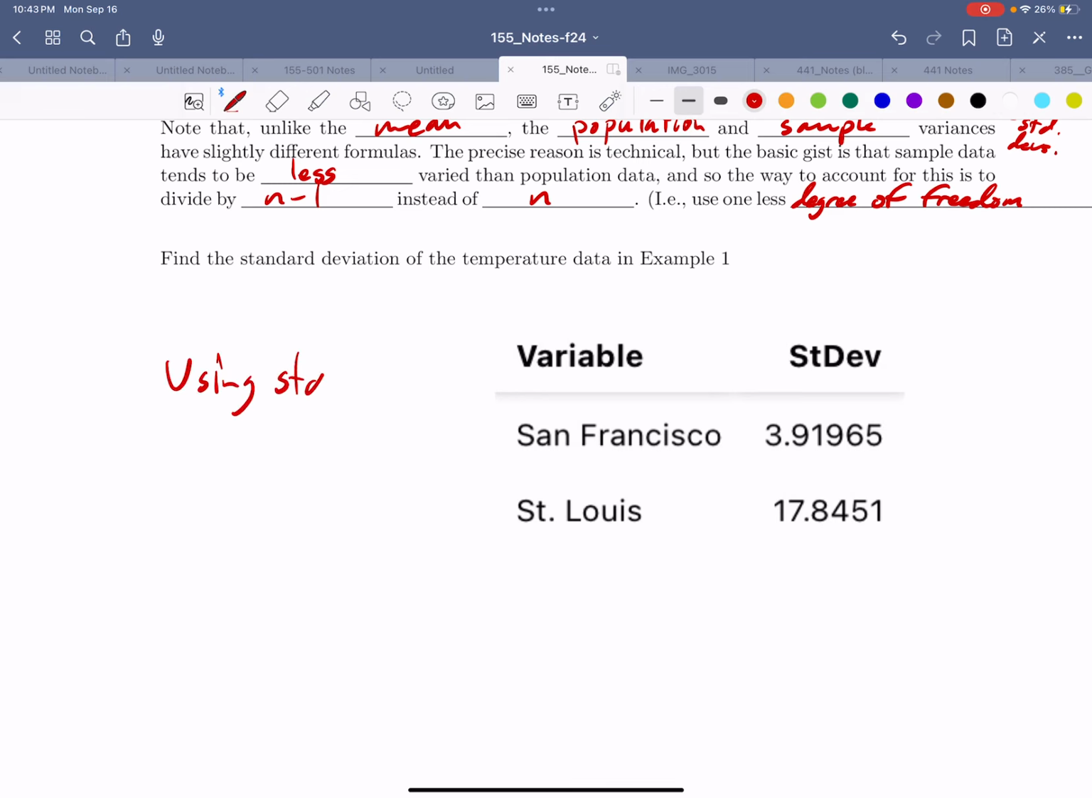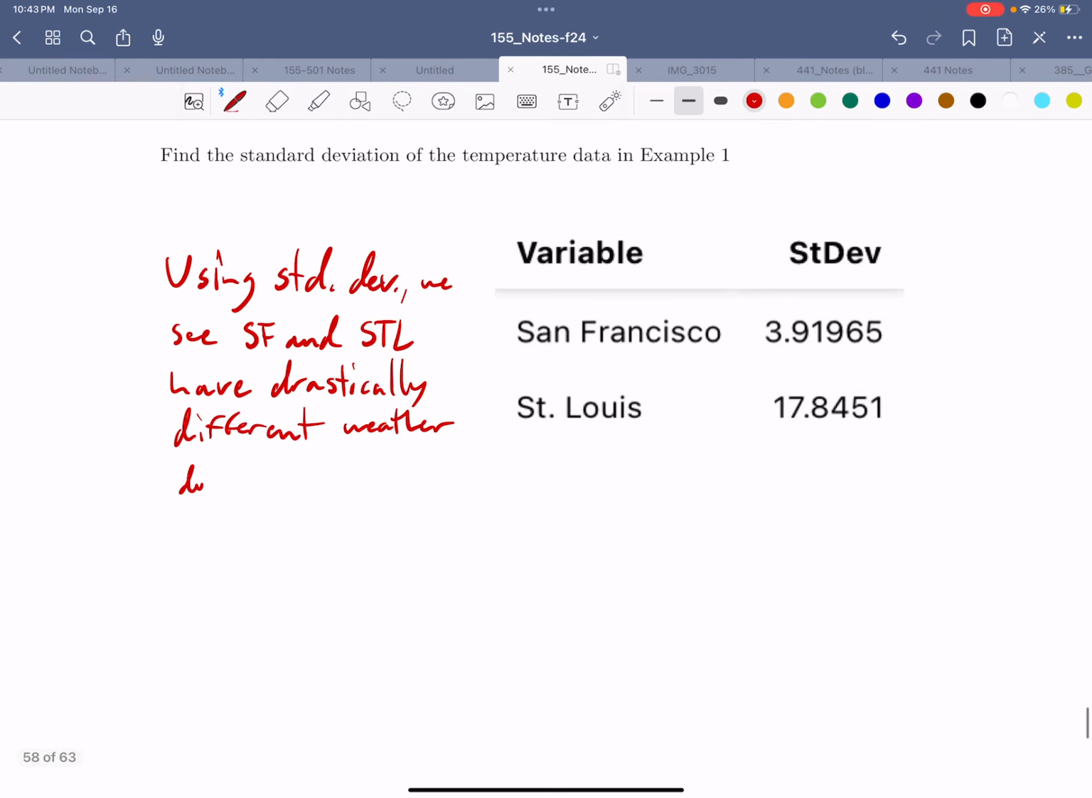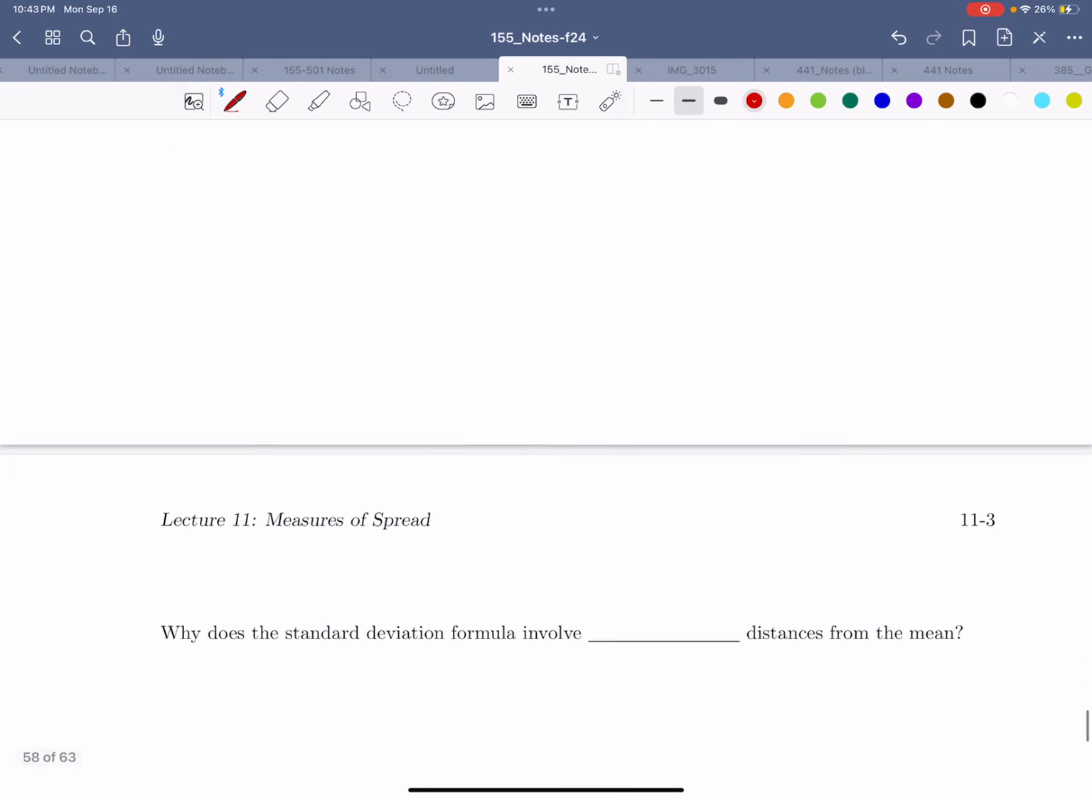using standard deviation, we see San Francisco and St. Louis have drastically different weather, I'll say thanks to temperature variation. All right, so just something to keep in mind there.